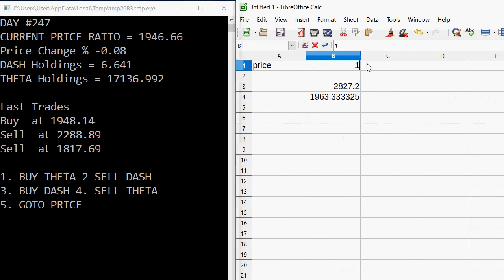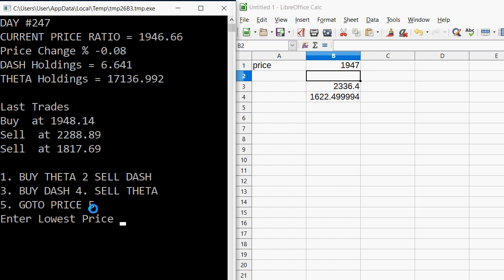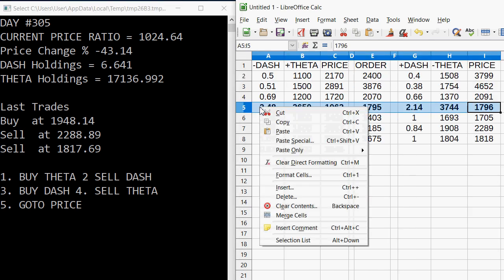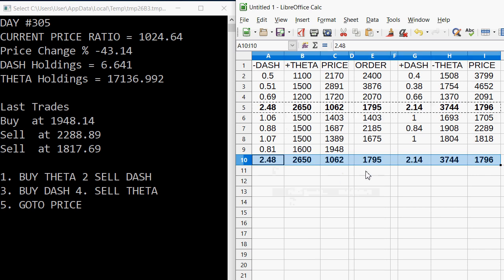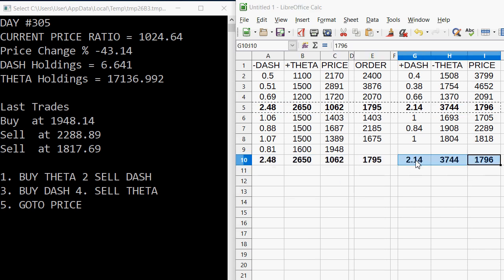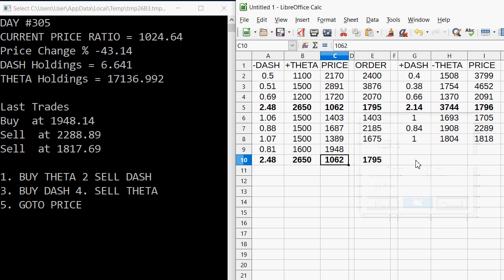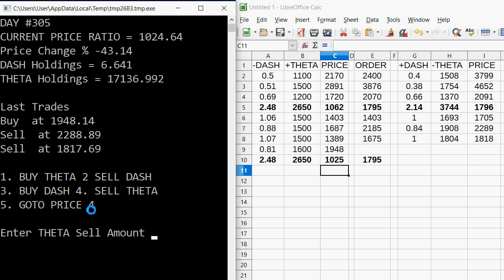And then we'll put the last price in again, 1947. Which means we'll go, say, 1605 and 2355, and it goes to, I guess it's a long-term trade now, down 43% on day 305. And just to get it bold, let's go like this. Okay, the price is 1025, we'll call it.